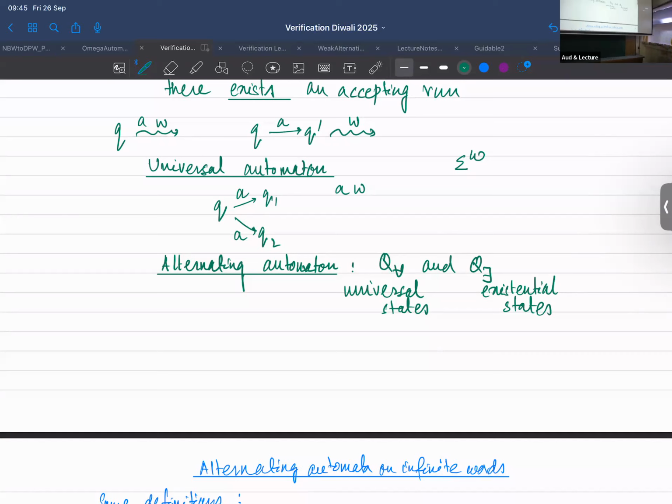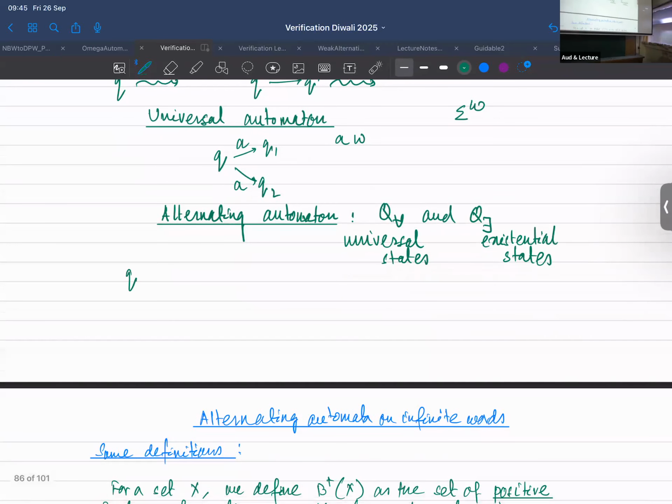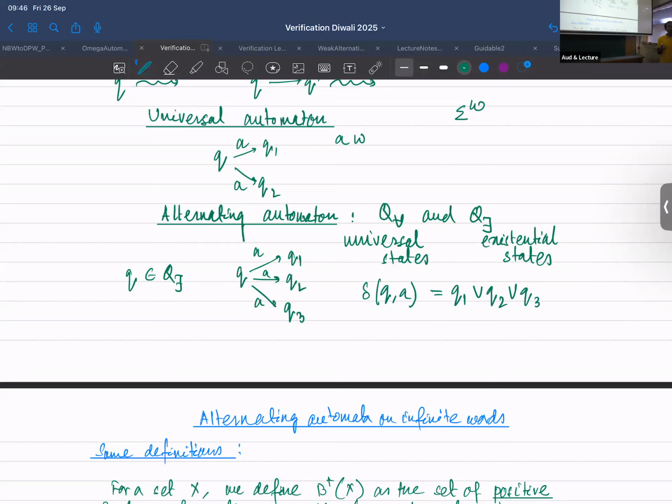Okay. So let's say you have an existential state, so Q belongs to Q existential, and from Q you have, let's say, three successors on A: Q1, Q2, Q3. You can write this as a formula in the following form: delta of Q, A is of the form Q1 or Q2 or Q3. So you can go to any of these successors, and from there you can continue to read the remaining word.